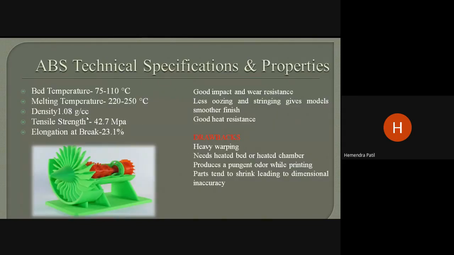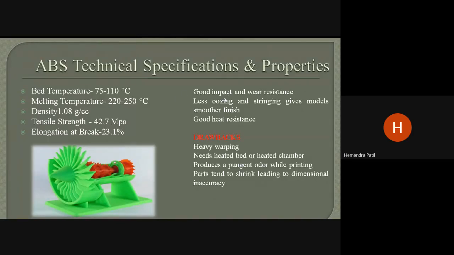These are some technical specifications of ABS. Bed temperature required here is 75 to 110 degrees Celsius, and melting temperature is 220 to 250 degrees Celsius. The density of the material is about 1.08 gram per cc, and the tensile strength of ABS filament, I will say, is 42.7 megapascal, and the elongation at break you will get is 23.1%.